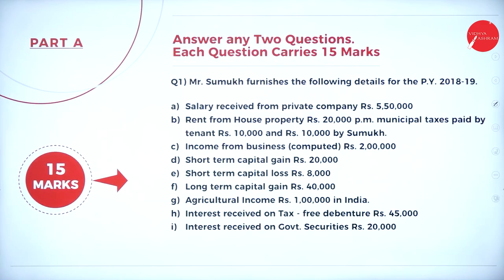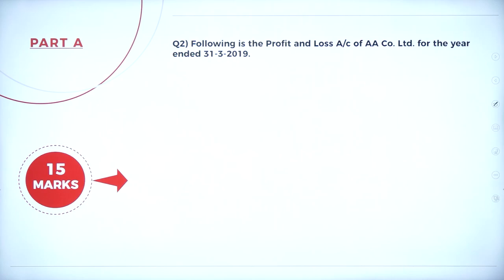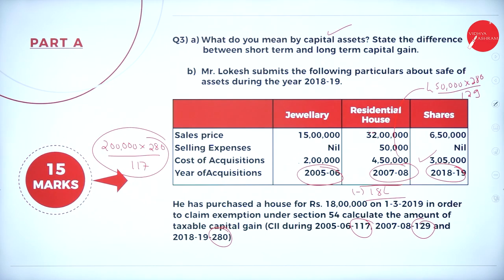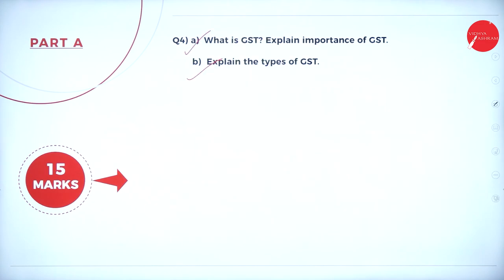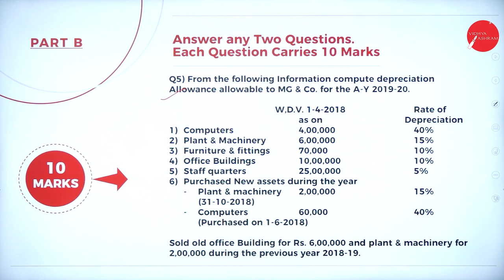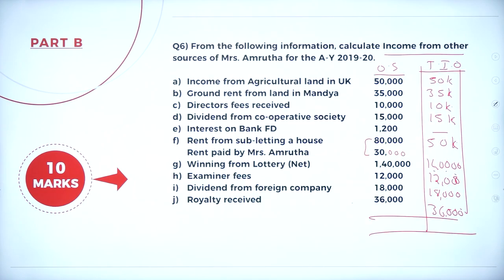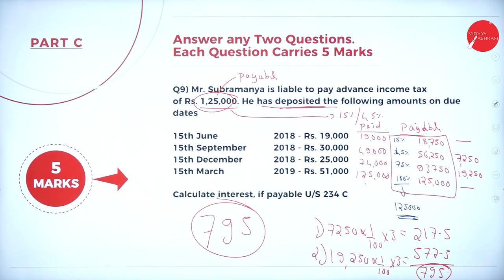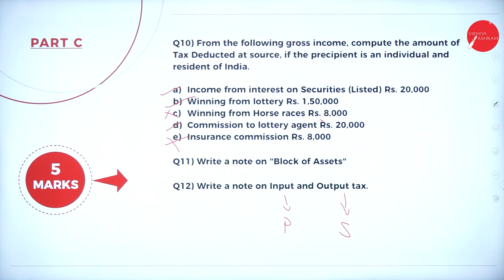So first one, assessment of individual. Assessment of company. Capital gain. Depreciation, income from other sources, theory, assessment procedure, advance tax, again advance tax. So this is all about today's session.